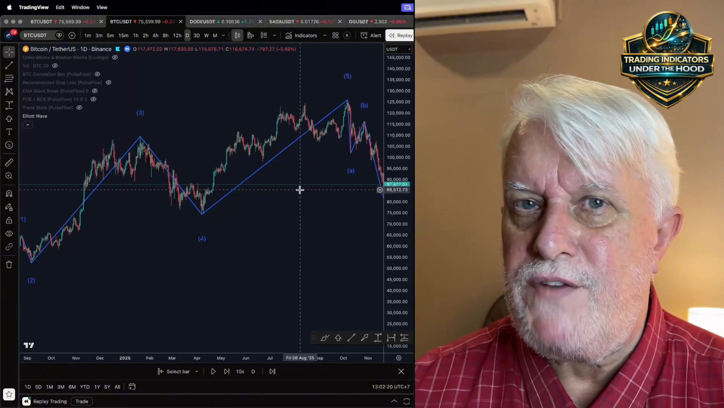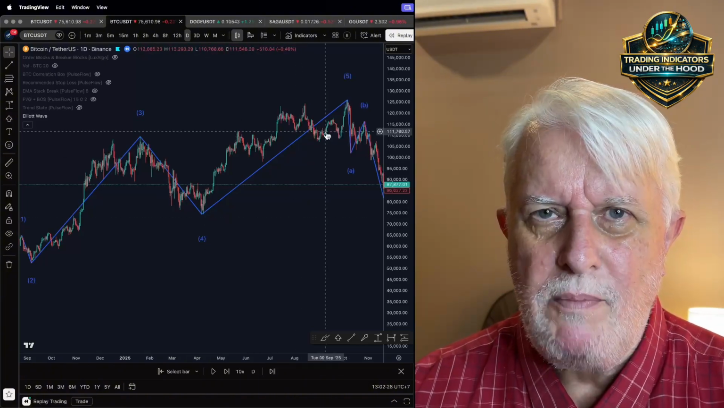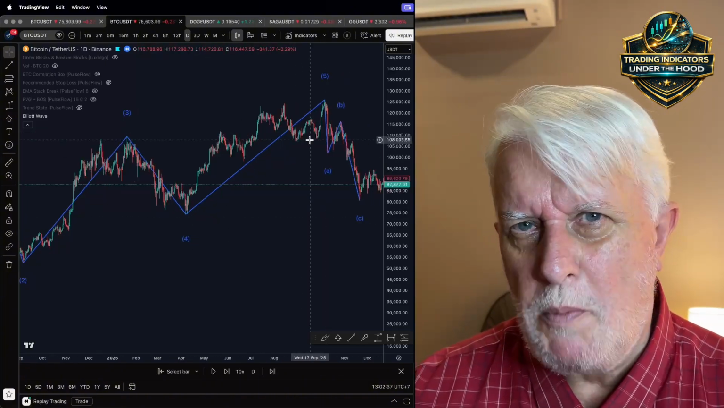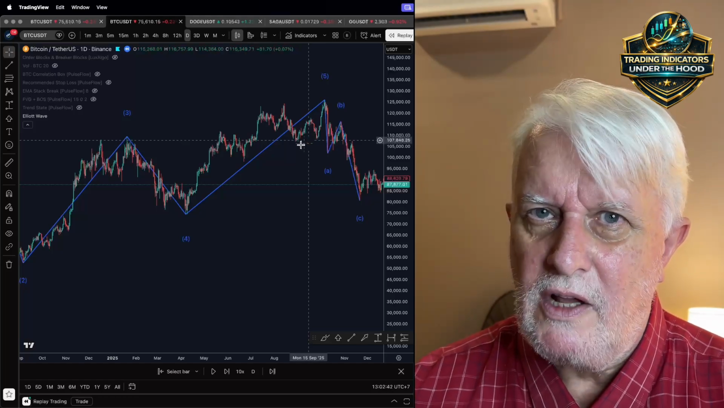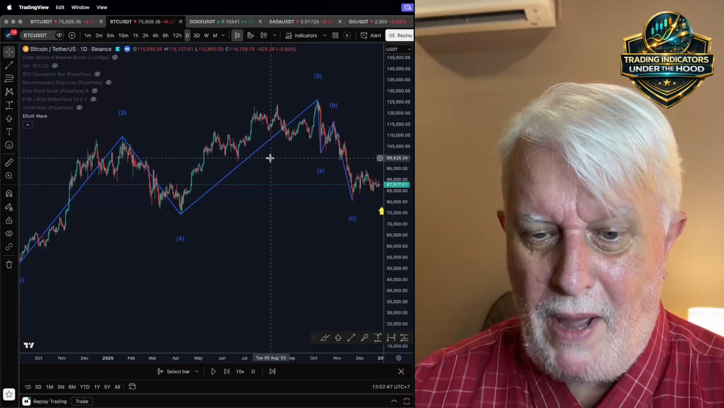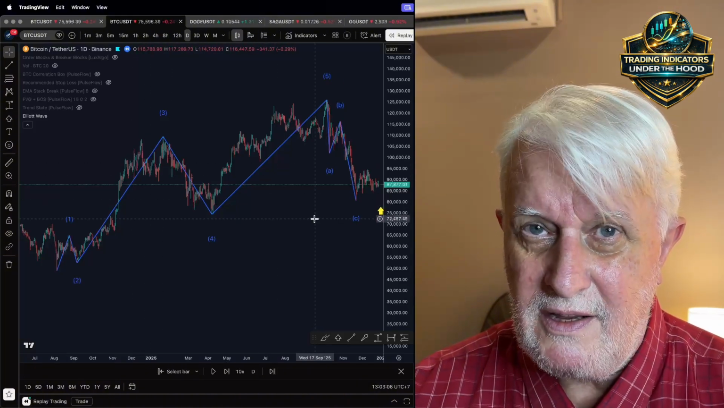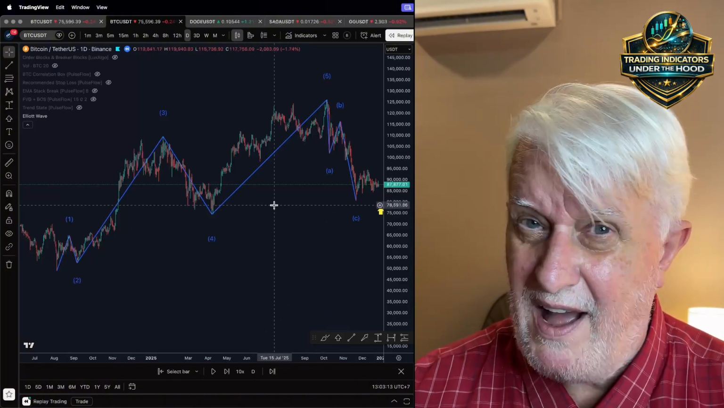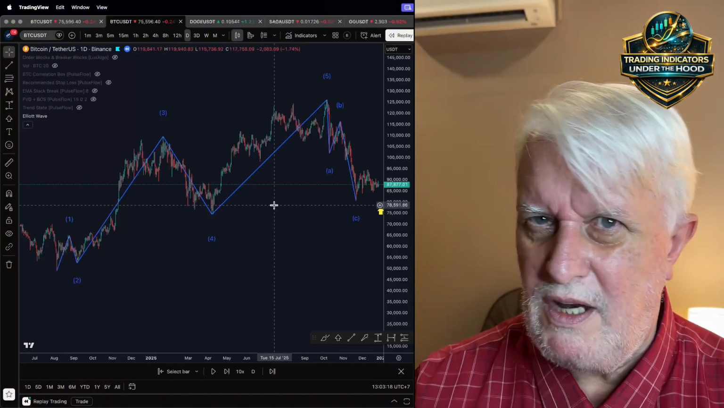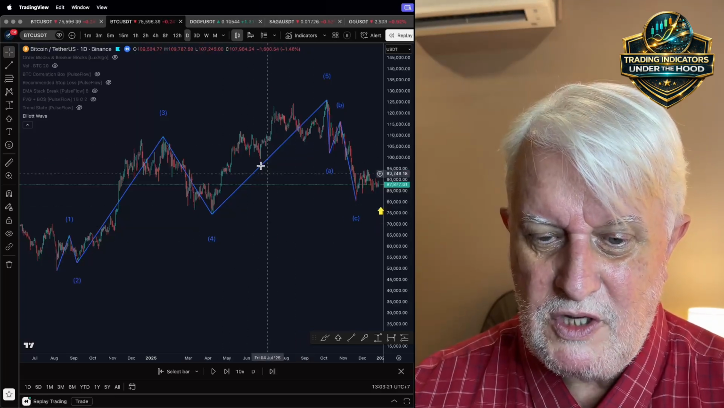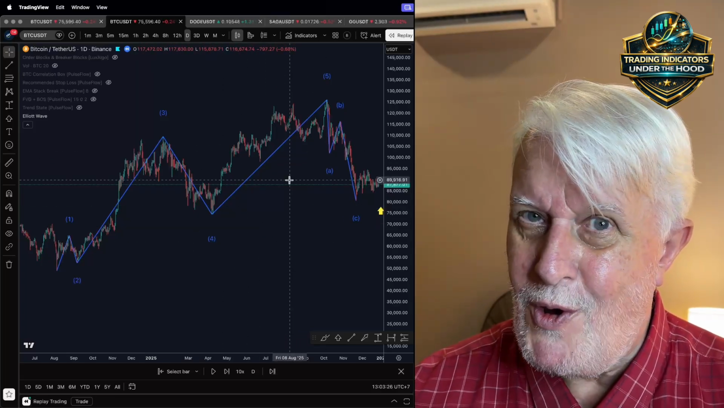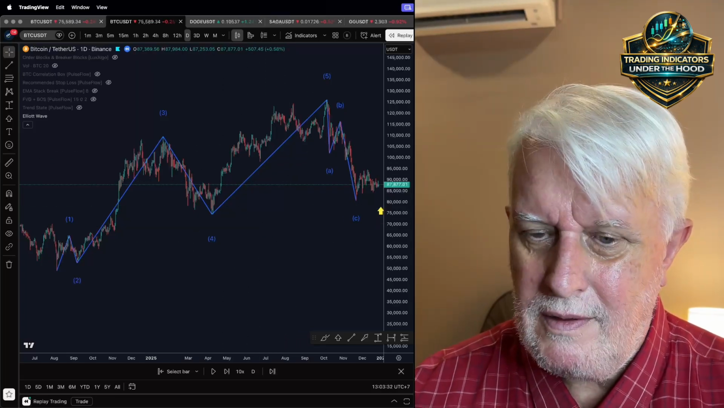Wave 5 is the finale. It makes a new high, but the fuel is running out. Volume drops, momentum fades, and the retail crowd that missed the entire move piles in right at this top. When wave 3 extends like it did here, the guidelines say that wave 5 should equal wave 1 in length. But as our Bitcoin chart shows, the market does not always read the textbook.